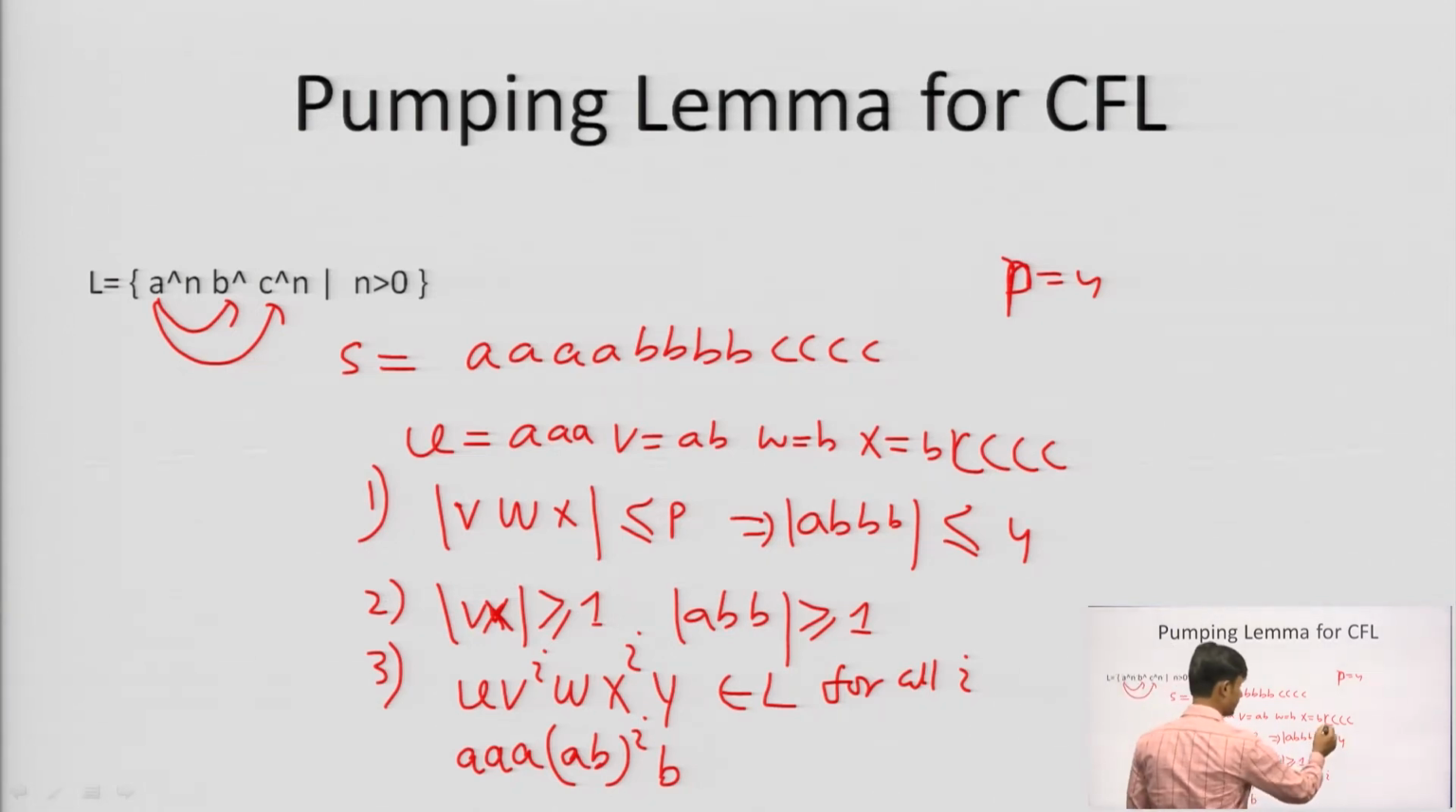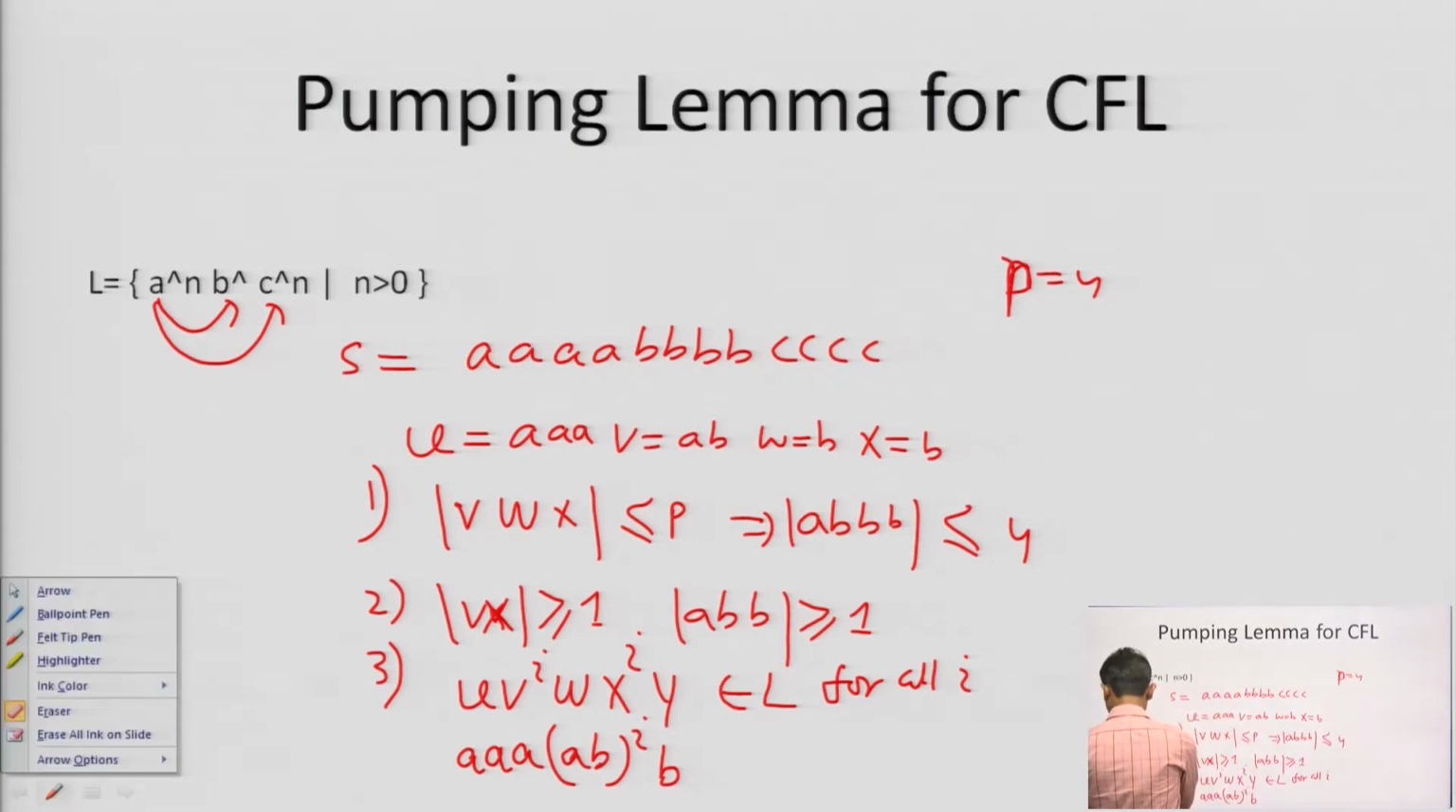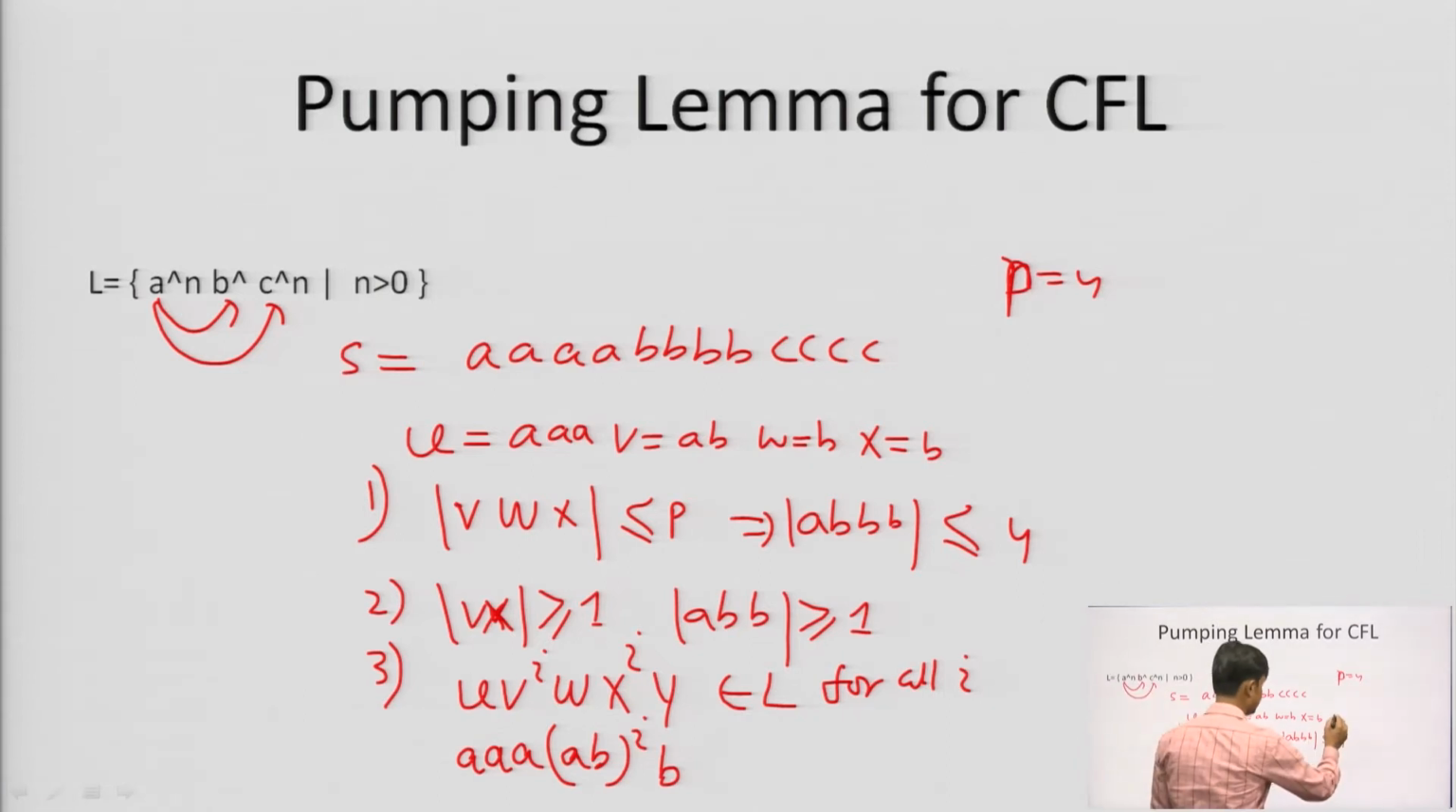So, we have to take here v, w, x. We have taken u v w x as a, let us check, we have 1 2 3 4, we have not considered y. So, y is, you can take here.